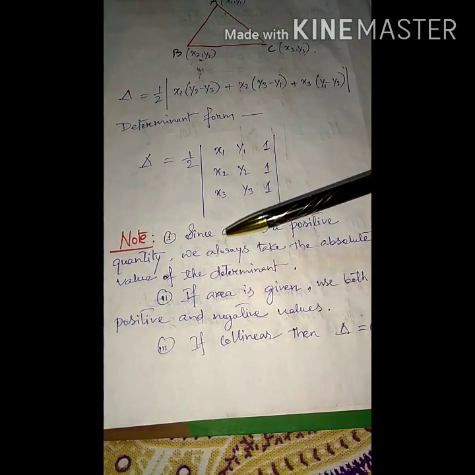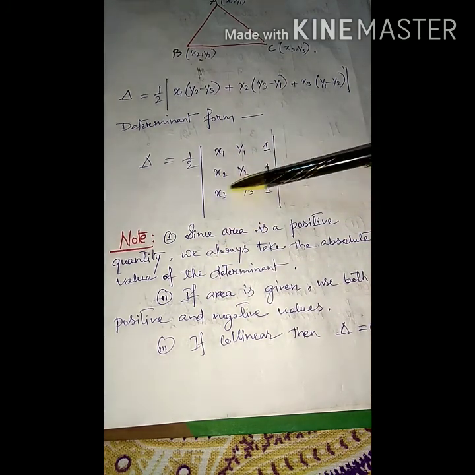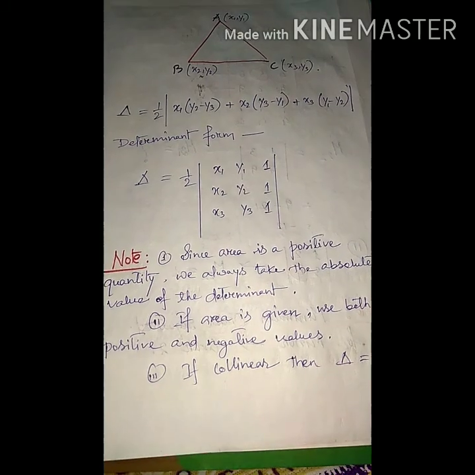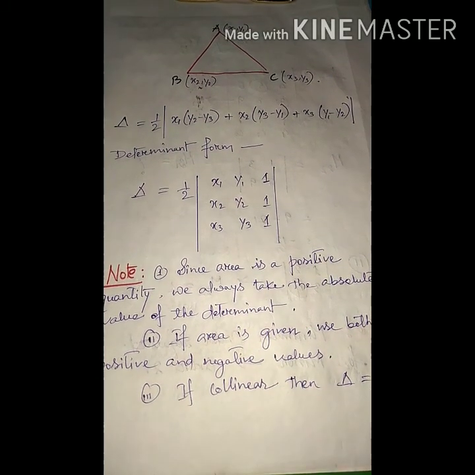Okay, now the next one: if the area is given, we use both positive and negative values. That means if the area is already given to us, we have to take the area both ways, positive and negative, and solve in both ways. Is it clear? And then the third one: if collinear, all of us know, that means 3 points lie on a line, their area is always 0, isn't it? So these three are the very important notes here.